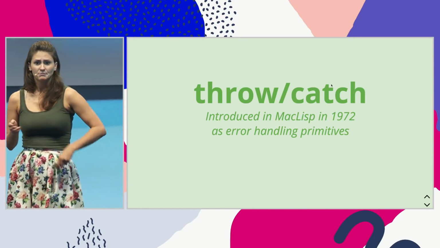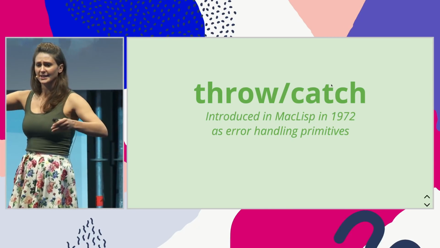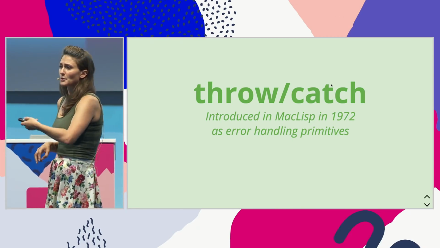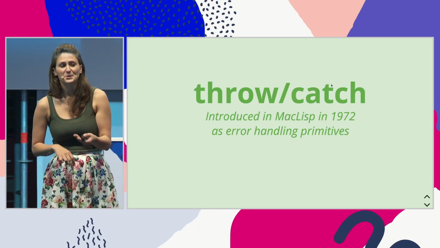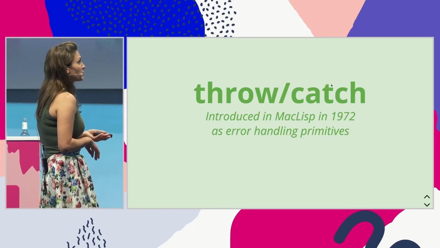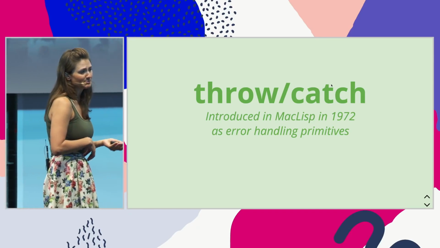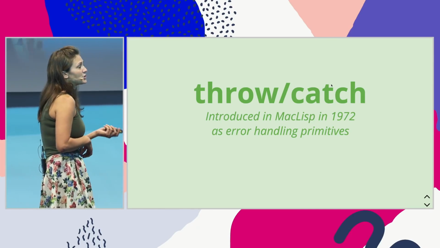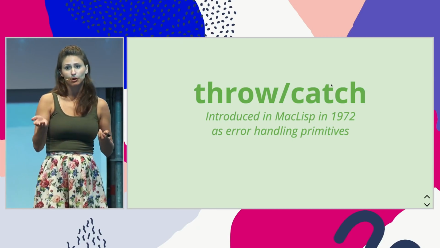So when you're programming, maybe you have some try-catch blocks, and you're going to throw an exception that is going to be caught, okay? So the first appearance of these terms in programming were introduced in Mac Lisp, which is a dialect of the Lisp language, in 1972. So they introduced two new error handling primitives, which were throw and catch.